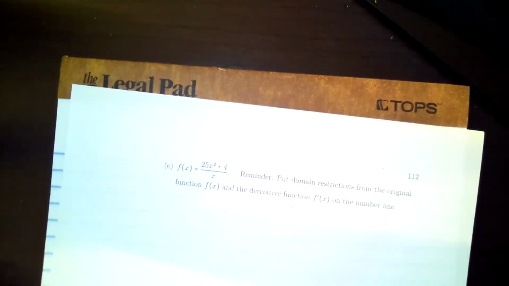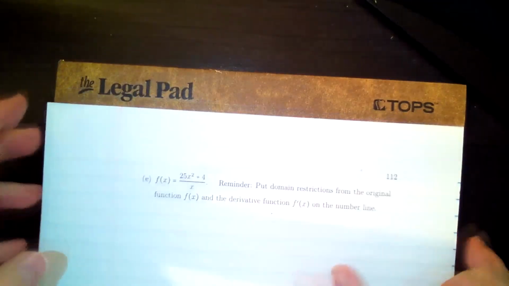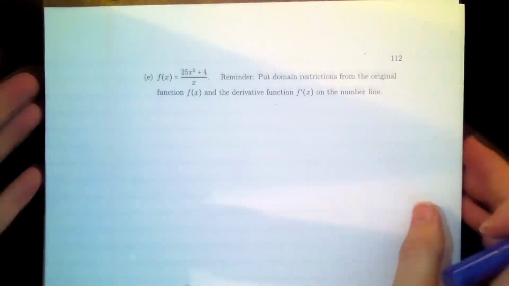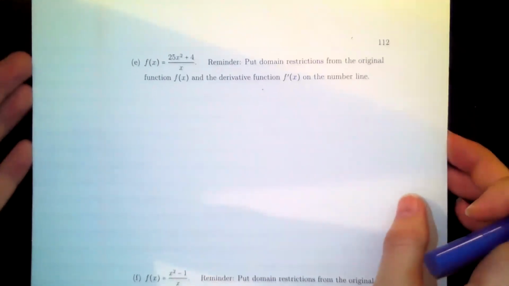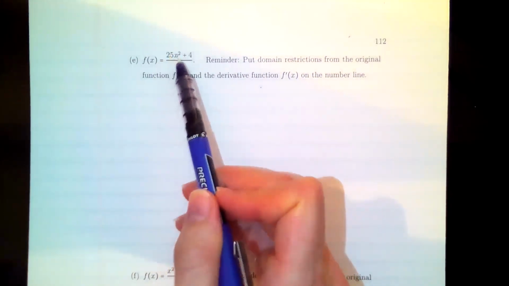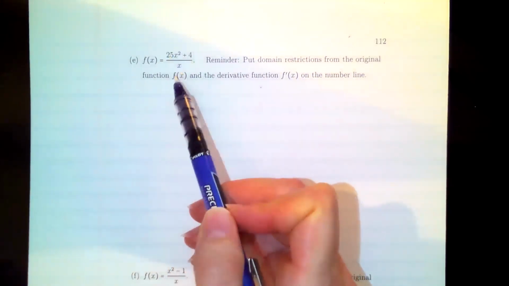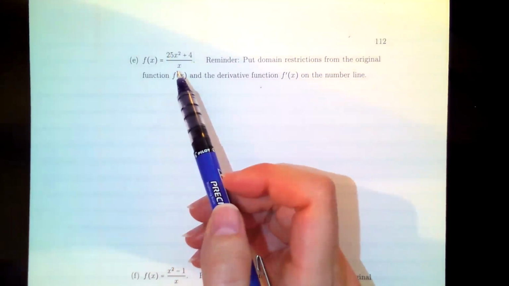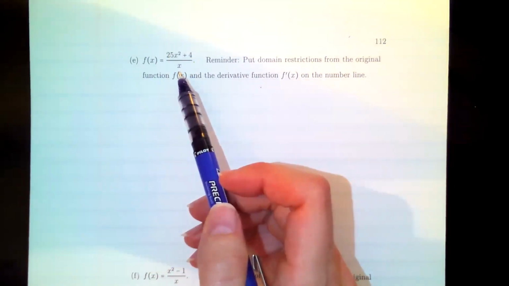Let's scooch on over to the next one. Last page. We're almost there. We got 2 more. We have f of x is 25x squared plus 4 over x. Now, how does this function look different from the last several? This one's a fraction, and those are always more fun, right? It's got a lot more going on.